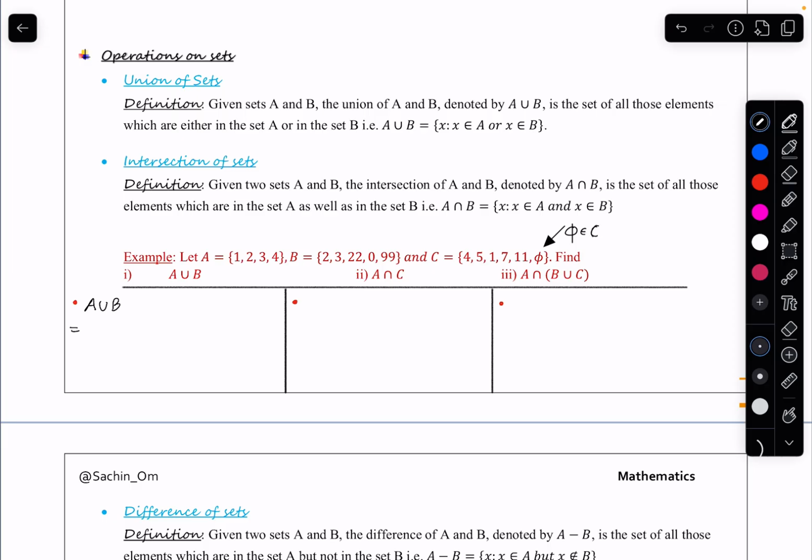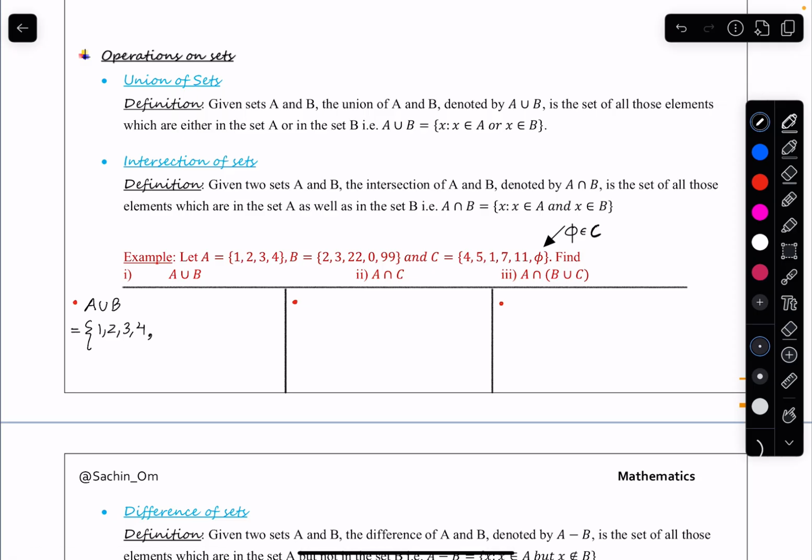Anyway, so coming back, we want to talk about the union of two sets, A union B. The definition of the union of sets: given two sets A and B, the union of A and B is denoted by A union B, and it is the collection of all those elements which are either coming from the set A or they are in the set B. So when I'm talking about the union of A and B, you collect the elements of A, which are 1, 2, 3, and 4, as well as you collect the elements from B also.